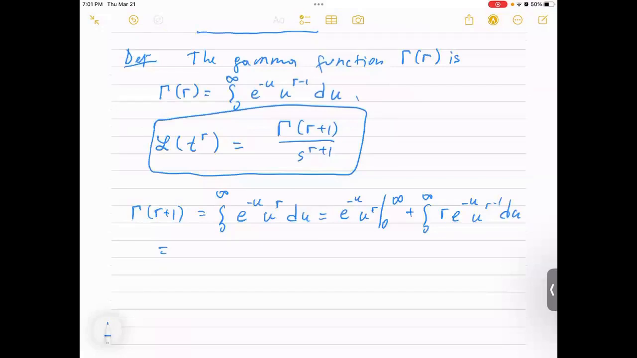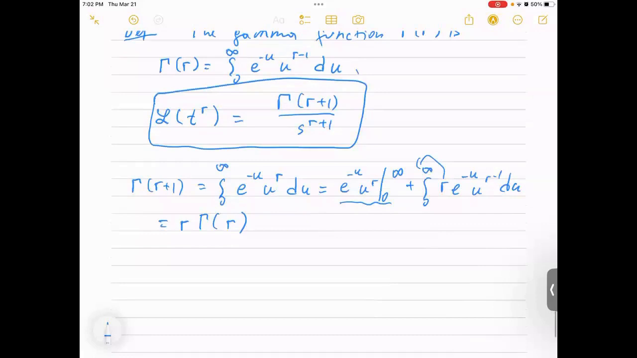So substituting the upper and lower bounds, substituting infinity, we get e to the negative infinity, so the whole expression will be 0. Substituting 0 for u, we also get 0, so we get only the integral left. We can factor r out, and you notice that is the gamma function at r. So we get the property: gamma function of r plus 1 equals r times the gamma function at r.